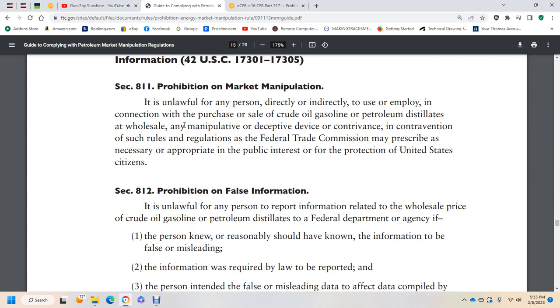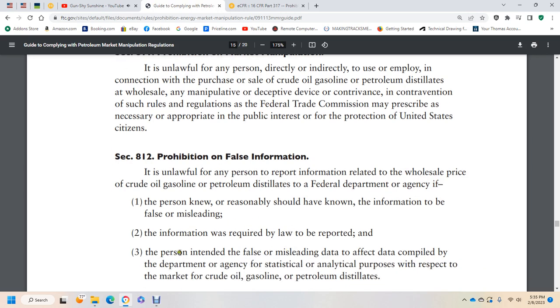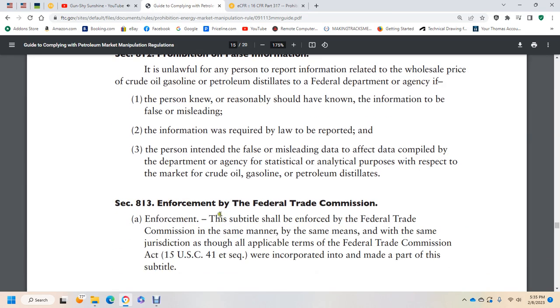Section 812, Prohibition on false information: it is unlawful for any person to report information related to the wholesale price of crude oil, gasoline, or petroleum distillates to a federal department or agency if the person knew or reasonably should have known the information to be false or misleading, the information was required by law to be reported, and the person intended the false or misleading data to affect data compiled by the department or agency for statistical or analytical purposes with respect to the market for crude oil, gasoline, or petroleum distillates. Section 813, enforcement by the Federal Trade Commission.